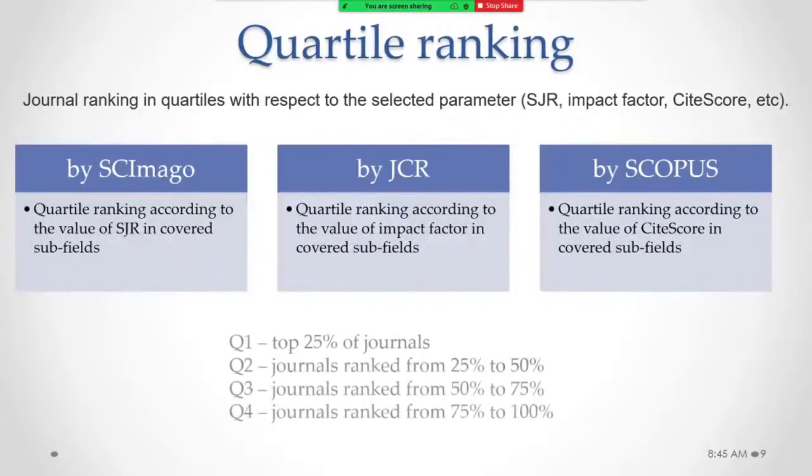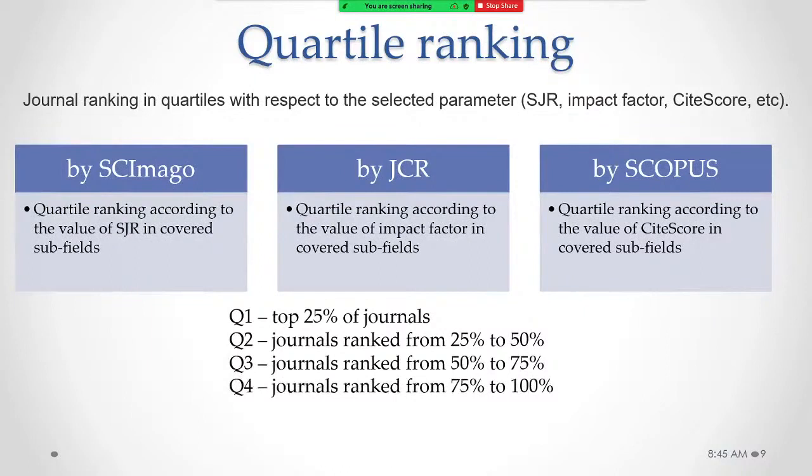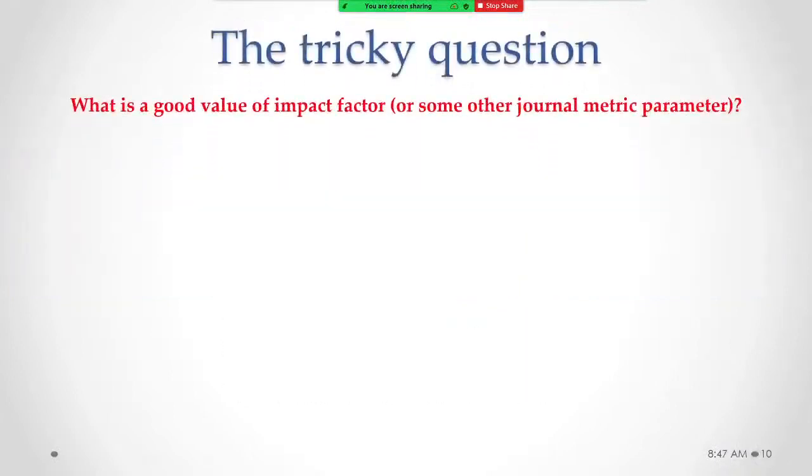quartile rankings. So the top 25% of journals are ranked as Q1. That means that the first 25% of journals with the highest values of SJR or impact factor or CiteScore are located in the Q1 category. And the categories from Q2 to Q4 go from 25% to 50%, from 50% to 75%, and from 75% to 100%. Of course, it is always best to publish in journals which are ranked as Q1, quartile number 1.